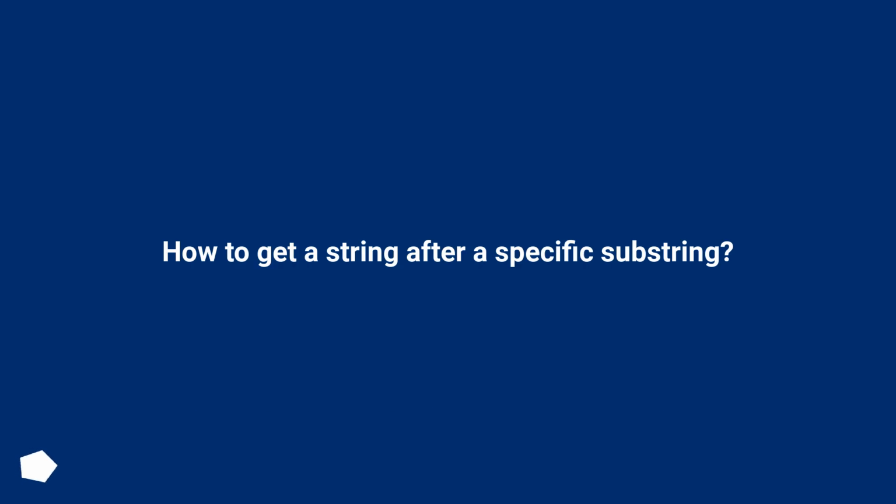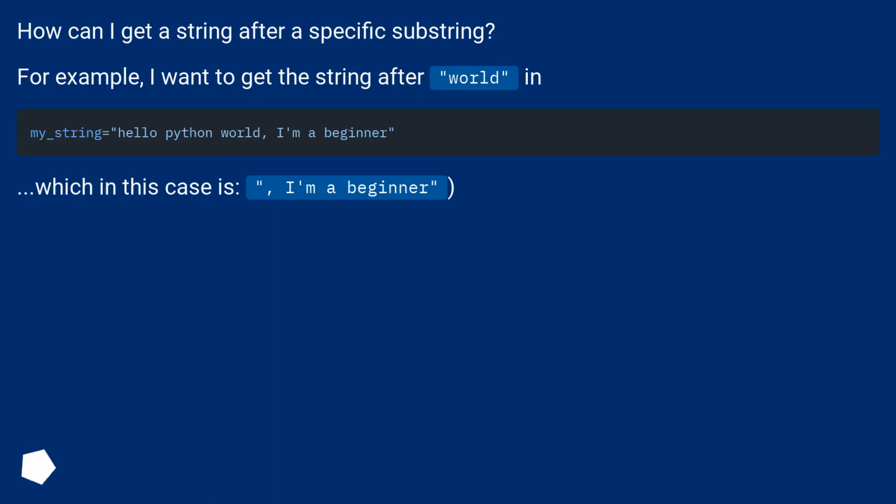How to get a string after a specific substring? How can I get a string after a specific substring? For example, I want to get the string after world in, which in this case is, I'm a beginner.